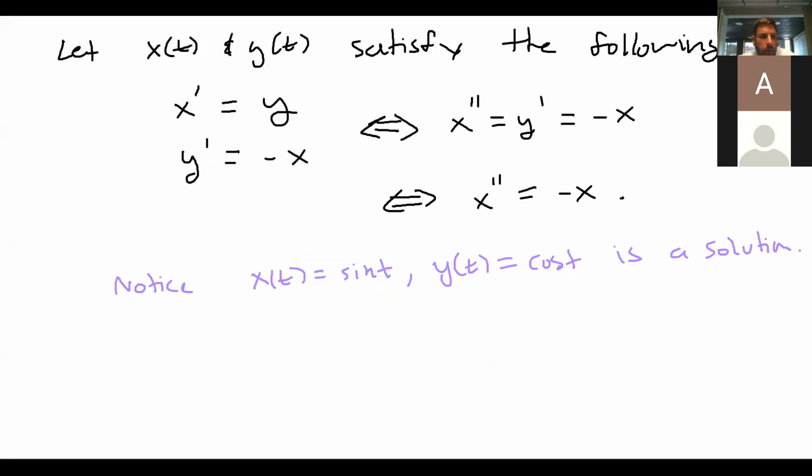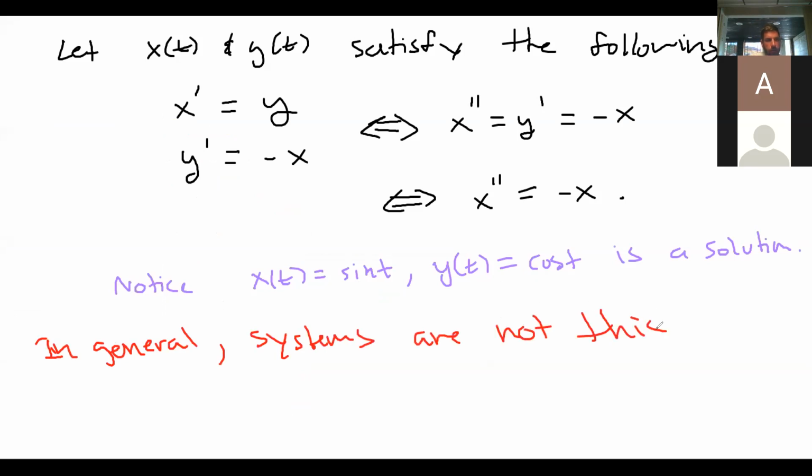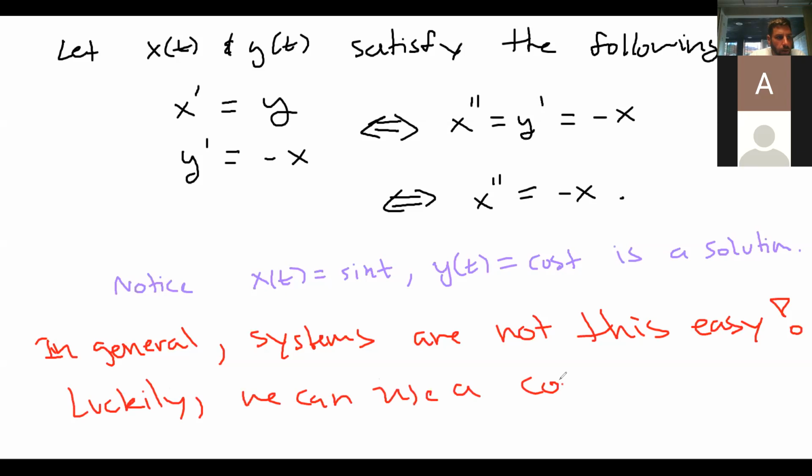So in general, systems are not this easy. So a couple options you might have, though, is we can use a computer.